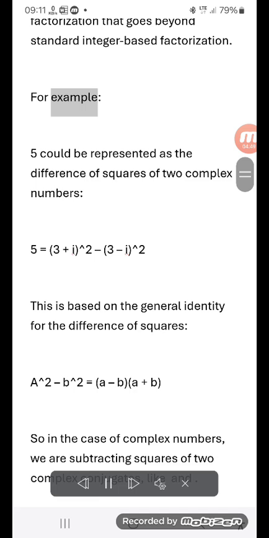For example, 5 could be represented as the difference of squares of two complex numbers. 5 equals (3 plus I) squared.